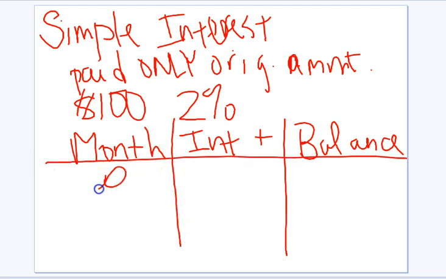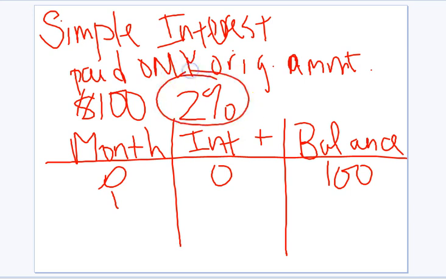Okay, so before any months go by, I put $100 in my account. They haven't given me any interest yet. 1 month goes by, and I'm earning 2% interest. We know 2% of 100 is 2, so my new bank balance is $102. 2 months go by.